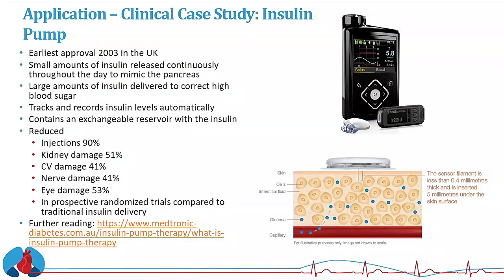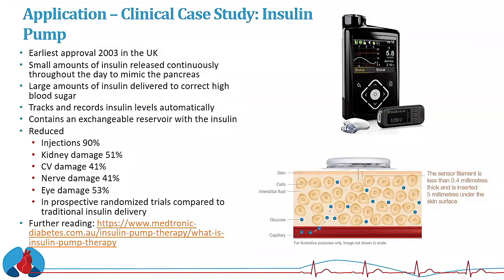These were in prospective randomized trials, and obviously these trials were conducted by Medtronic, who have a stake in this, but regardless of how biased the science is, a 51% reduction in kidney damage, 41% in cardiovascular and nerve damage, and 53% in eye damage is a huge reduction. I really love this example because it shows just how useful automatic control of devices can be and how it can genuinely improve patient lives.